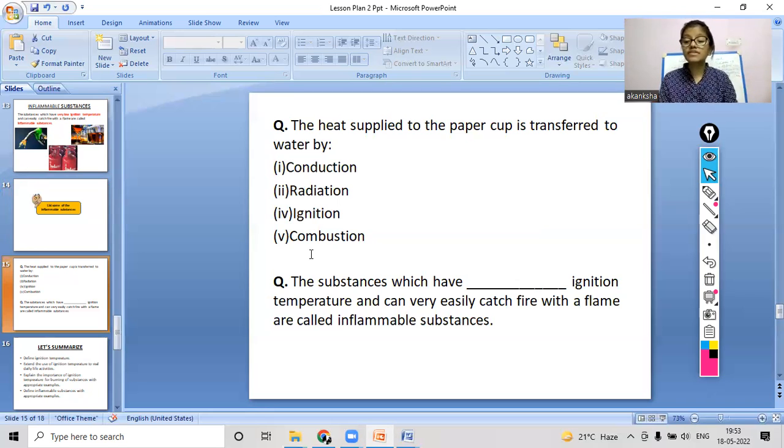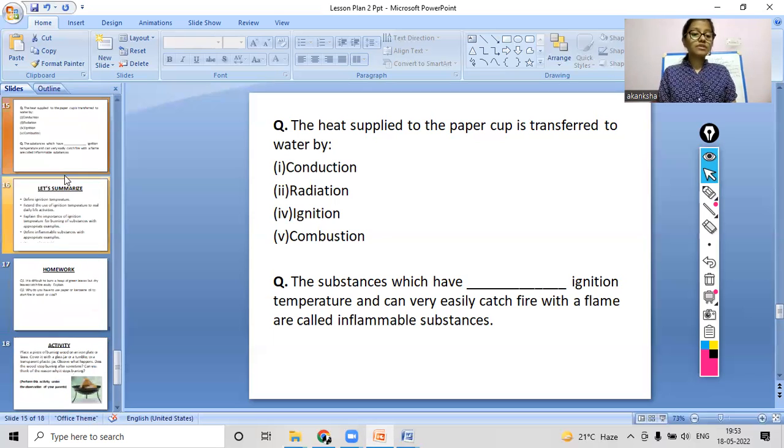So before summarizing, I want you all to answer one of my questions, that is, do you have any doubt in the concept we just studied? If yes, you can write your doubts in the chat box. And if no, then we will move on ahead and summarize our today's topic. Okay. So now we will summarize.